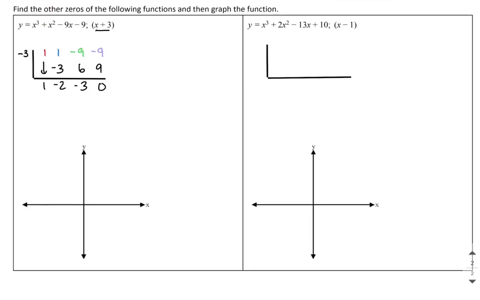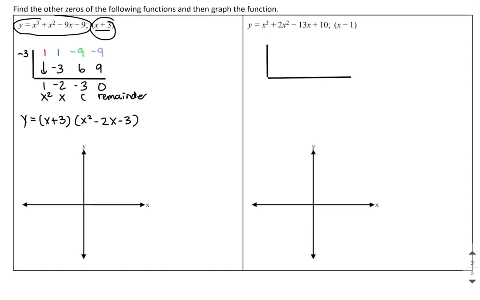And now I know that this is the remainder, this is the constant, this is the coefficient for my x term, and this is the coefficient for my x squared term. So I can rewrite this as y is equal to, I know this is a factor, x plus 3, and then the other factor is x squared minus 2x minus 3.